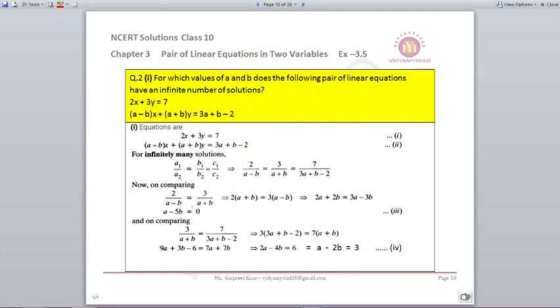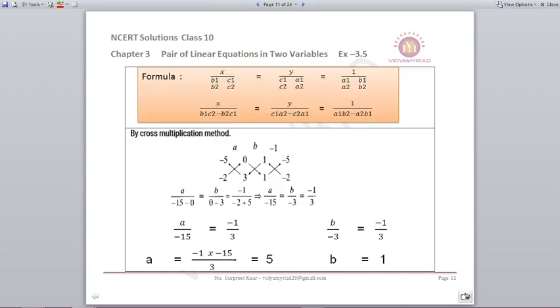So we will compare first a and b, and we will get equation 3, that is a minus 5b is equal to 0, by using cross multiplication. And when I relate 3 upon a plus b is equal to 7 upon 3a plus b minus 2, I get equation 4. By cross multiplying and solving the brackets, I get a minus 2b is equal to 3. Now I have two equations, a minus 5b is equal to 0 and a minus 2b is equal to 3. That is equation 3 and 4, and we are going to apply the cross multiplication method for this.